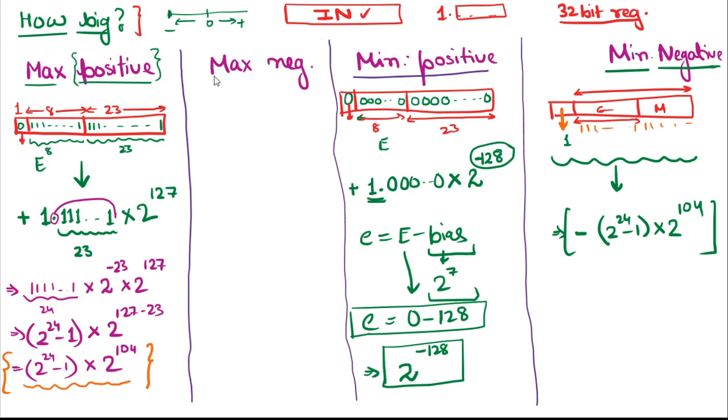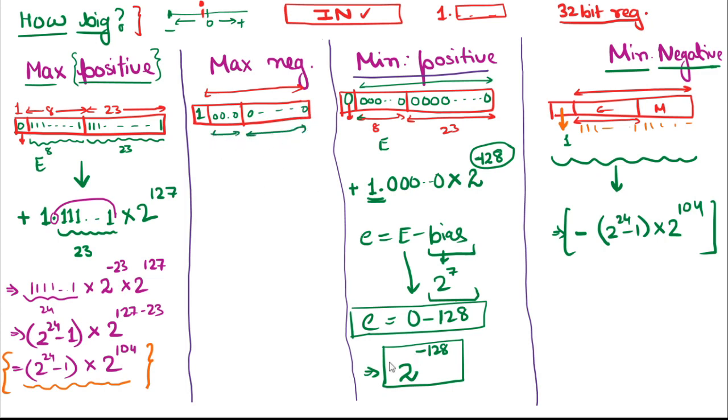Now what is the maximum negative value? Maximum negative value is the value with the smallest magnitude, but with a negative sign. So the rightmost negative number is called the maximum negative number. How are we going to represent that? We put the sign as 1, and we try to make the magnitude as small as possible. We did this exact same thing for minimum positive as well. We wanted to make the magnitude as small as possible, so we took all zeros here.